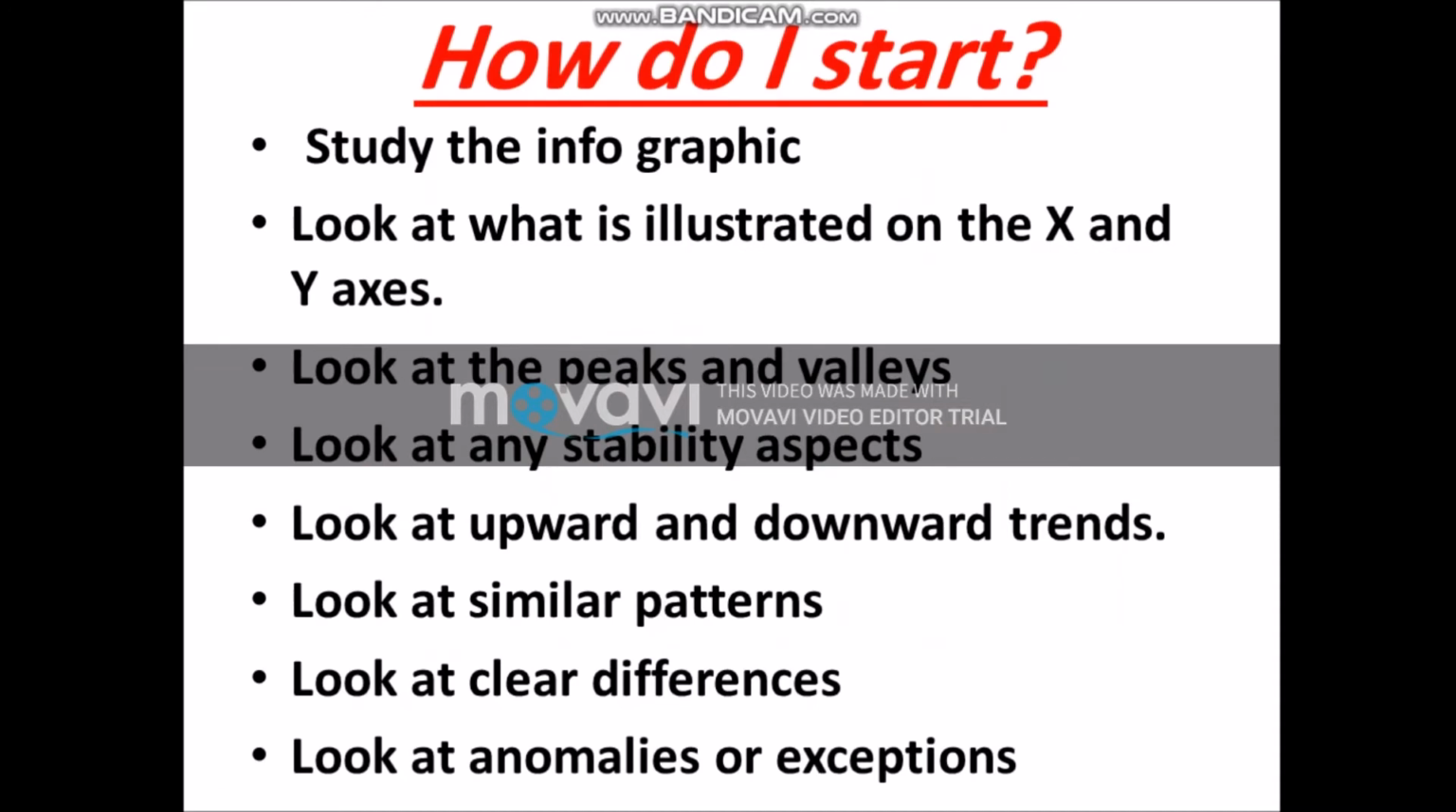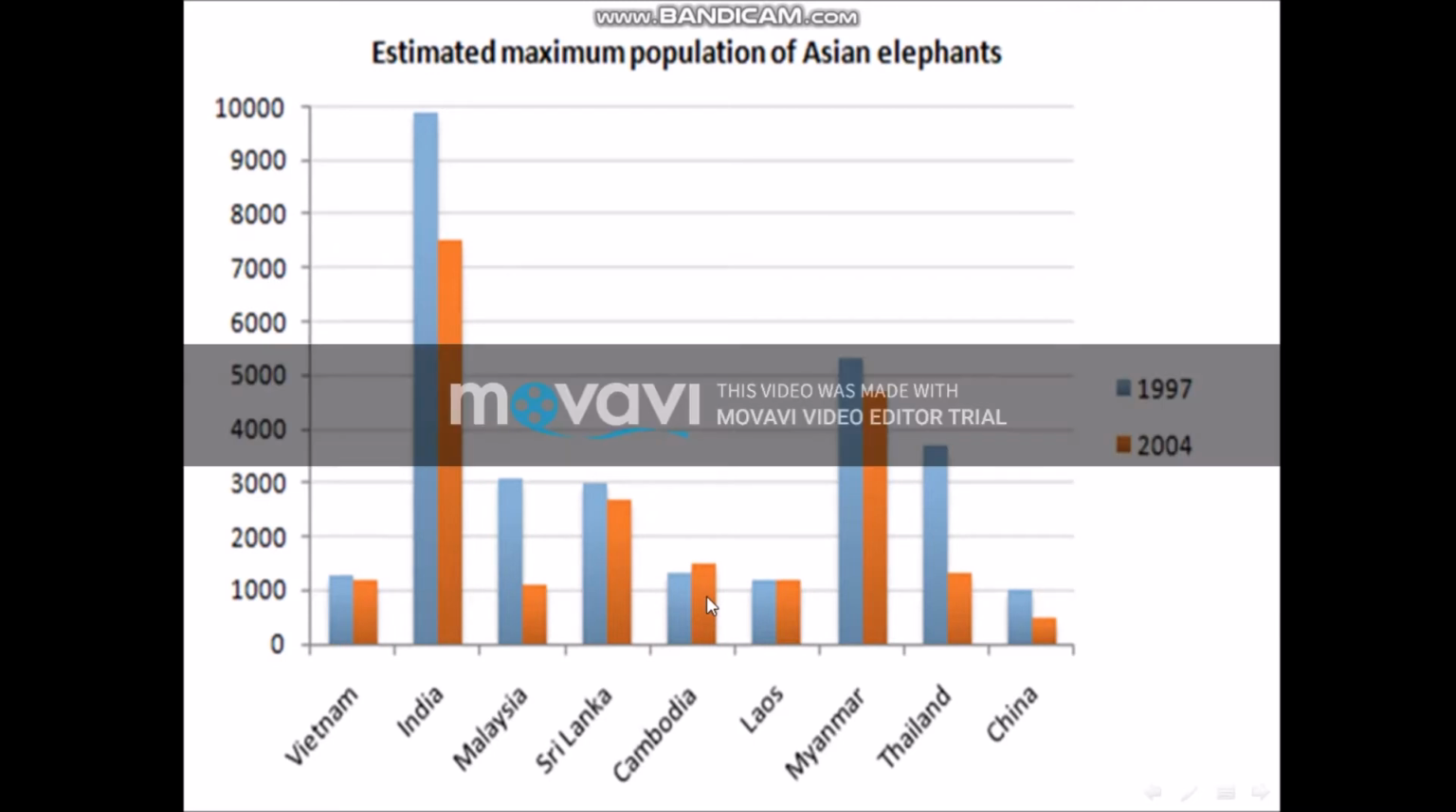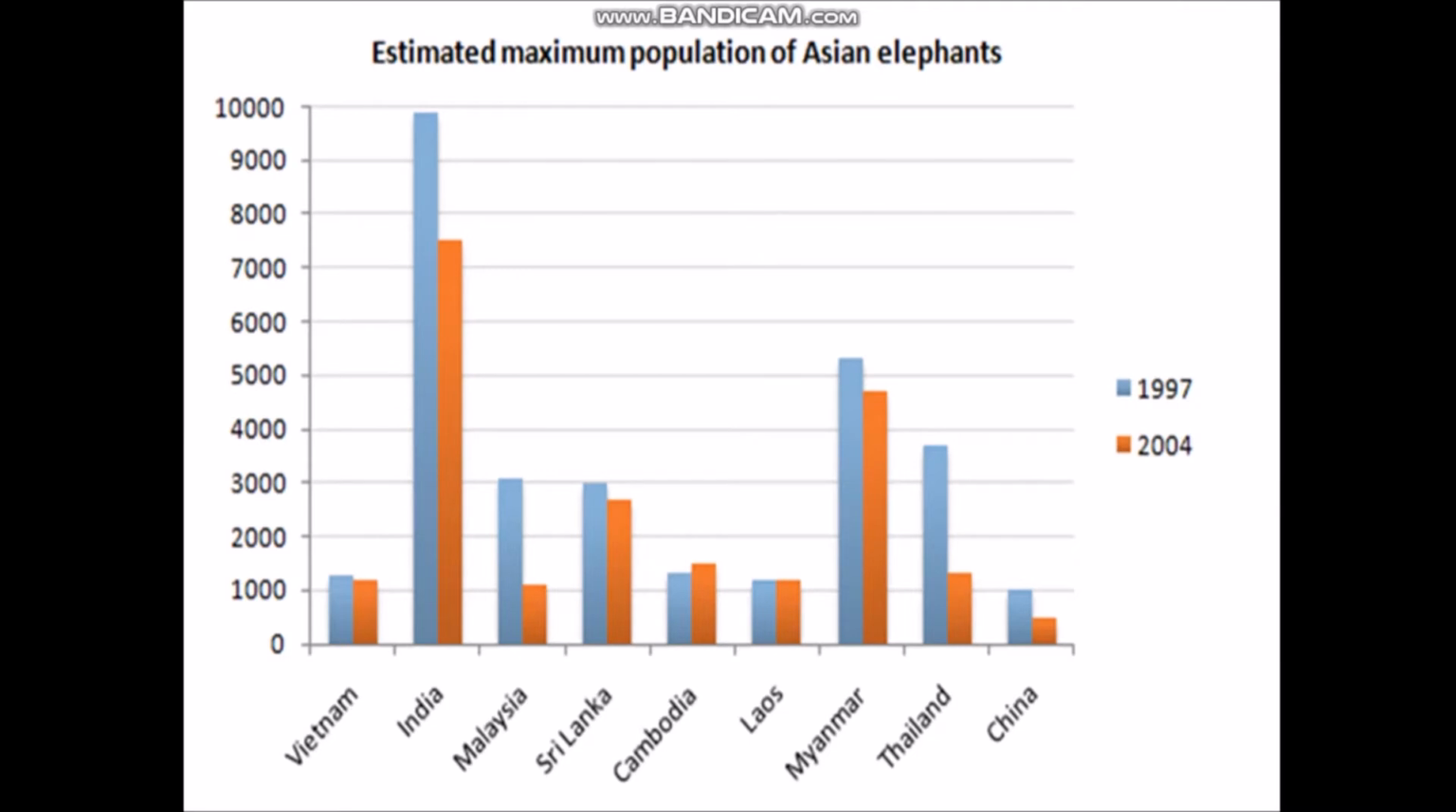The last thing we have to concentrate on is anomalies or exceptions. We mentioned previously that the general trend here is a downward trend. However, we can notice that the only country where the numbers of elephants showed signs of recovering was Cambodia. So this is an exception here. This is an anomaly. We have to look for those and highlight them whenever we find them.